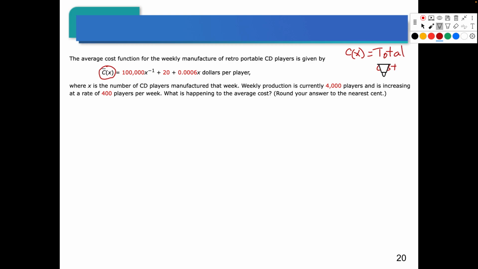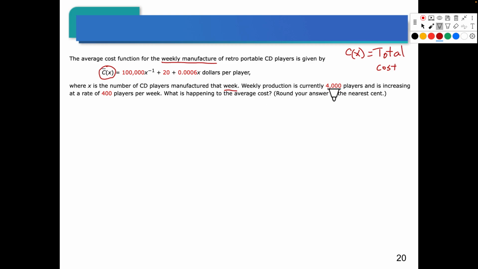And so this one, when I looked at it, I said, well, why are we even doing this? Because all we got to do is, it's like just two variables. But what makes this different is that this function is happening over time. It's the weekly manufacture. So time is now an invisible variable. X is the number of players manufactured in that week. So again, we've got a time feature going on here.